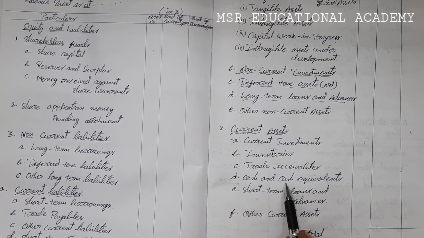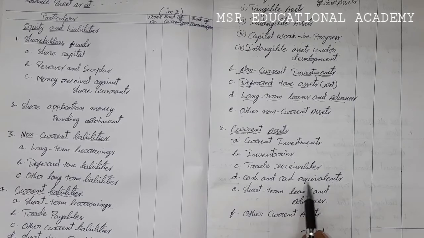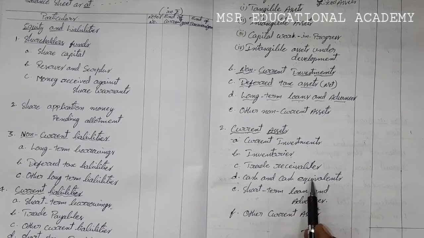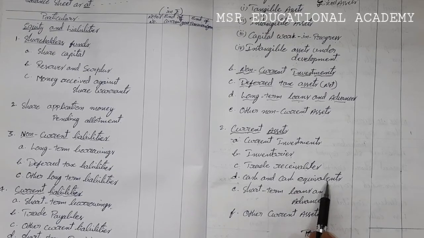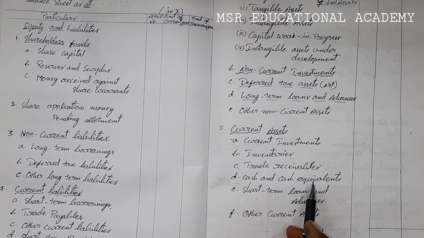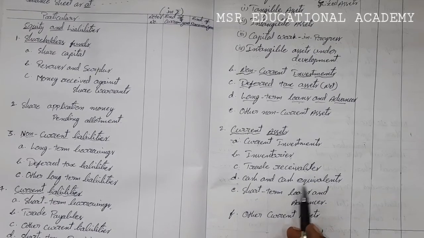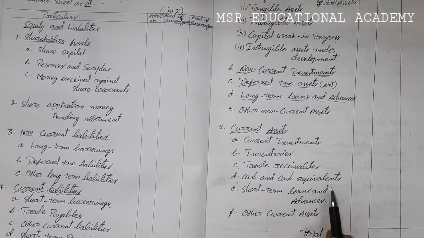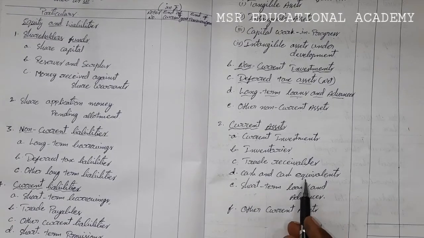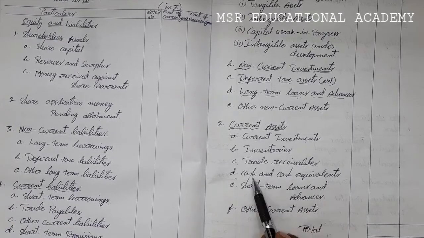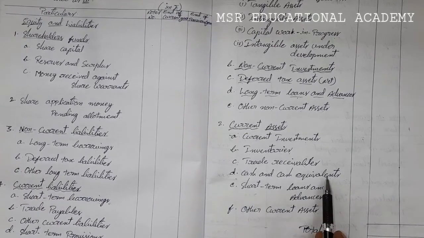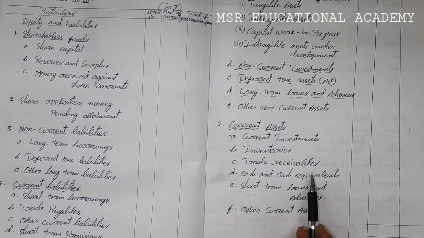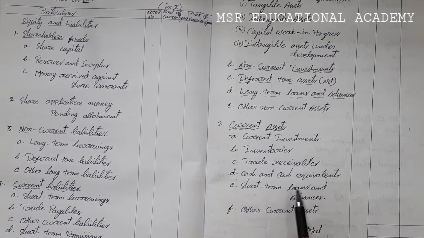Okay, cash and cash equivalent balances we should write under cash and cash equivalents. Examples are cash in hand, bank balances and cheque amounts. These are the cash and cash equivalents. So the total amount we should write under cash and cash equivalents, and it should be clearly mentioned in the notes to accounts.